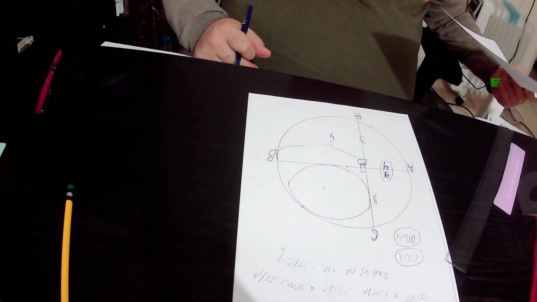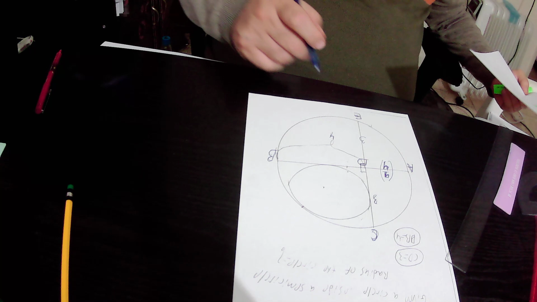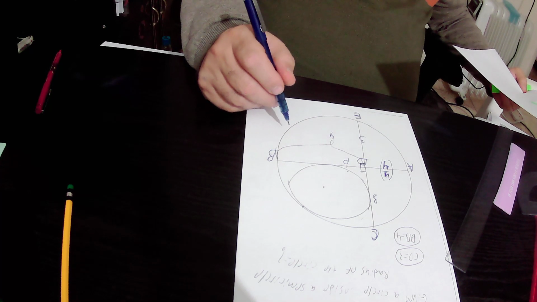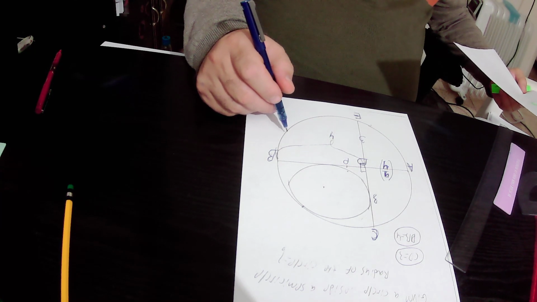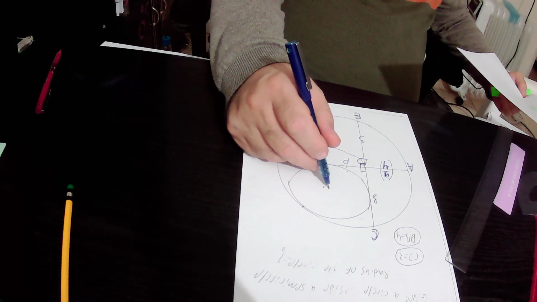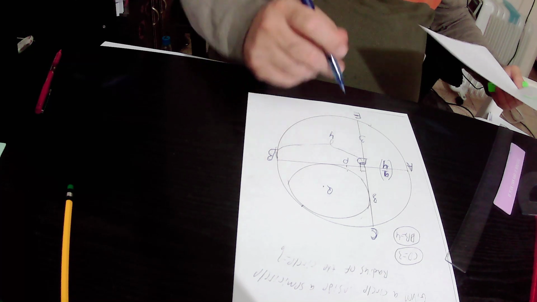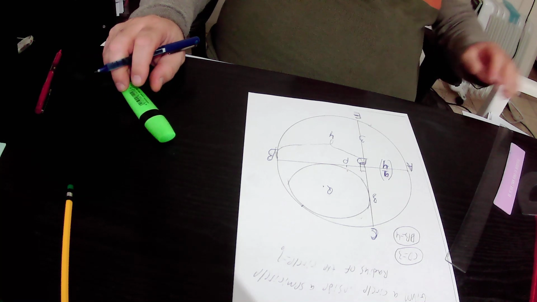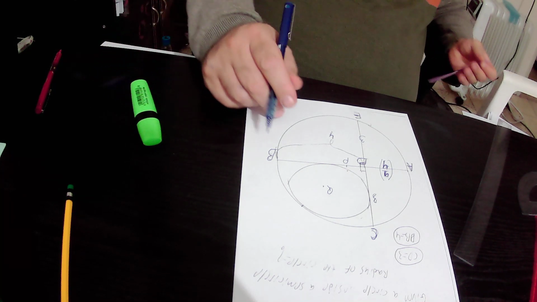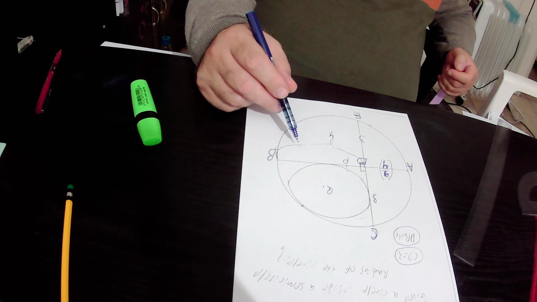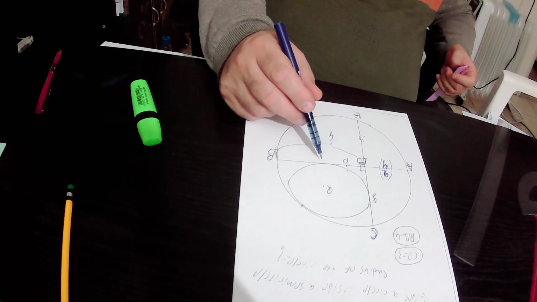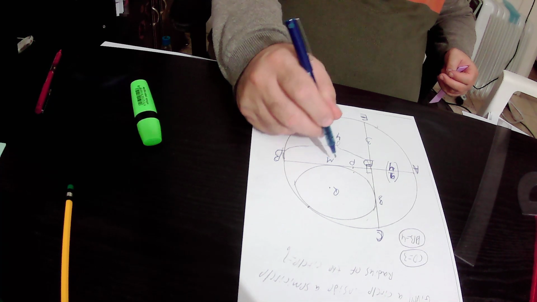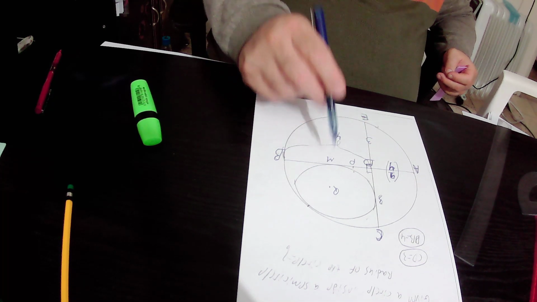So, here we will define the center of the big circle as P, and we define the center of the small circle as Q, and we will define the point of tangency of tangent DB with this small circle as point M. Point M is the point of tangency of tangent DB with this small circle.